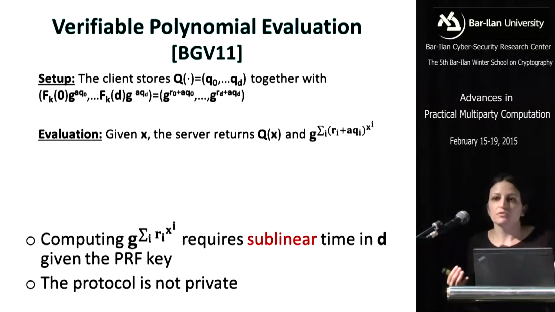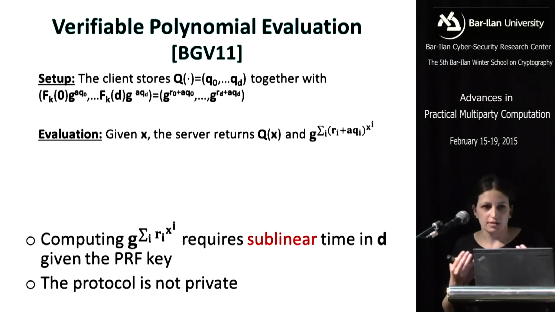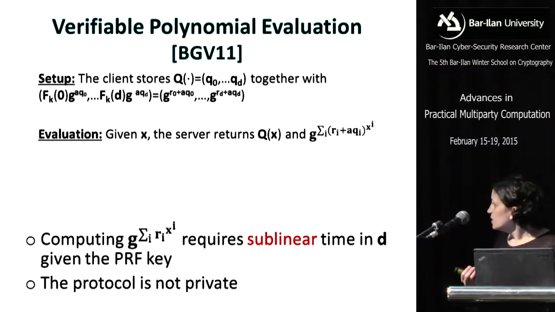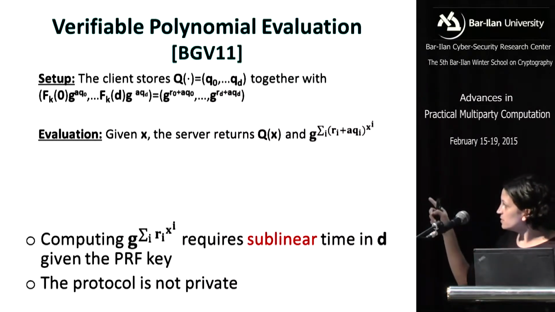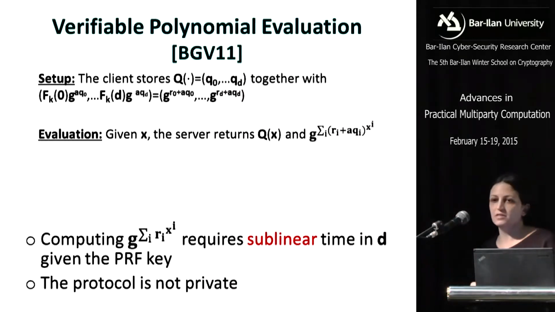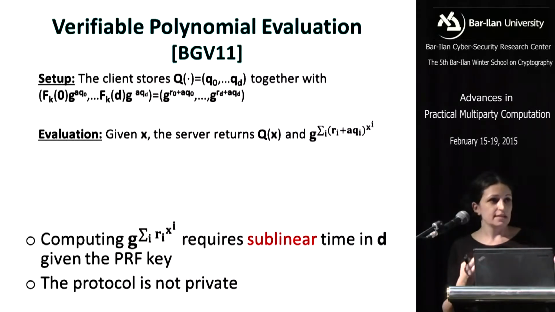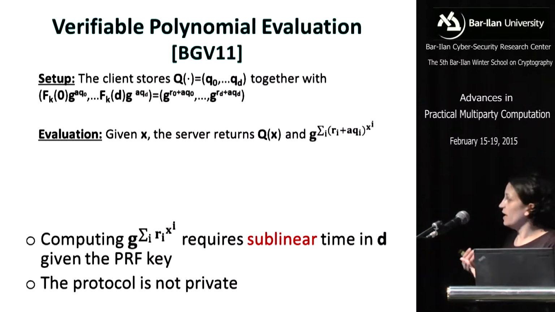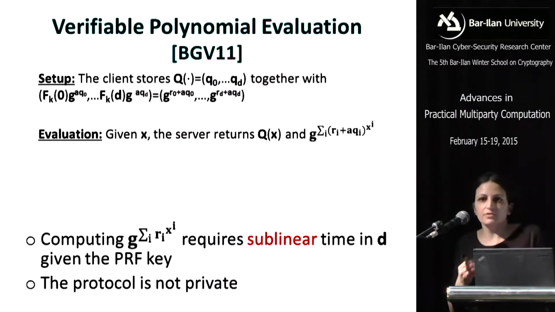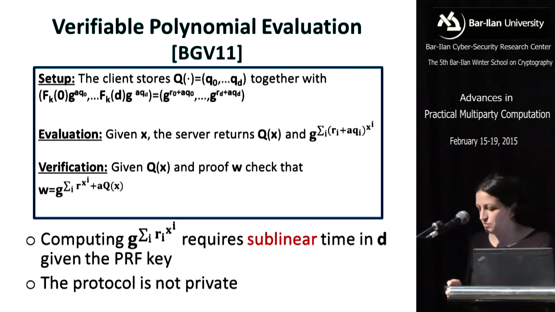But now, of course, we don't trust this server, so we want to verify this computation. So in addition to computing q of x, think of these elements, the additional elements that the client sent before in the setup phase. The server evaluates in the exponent this set of elements, okay? That's what it does. So that stands for some sort of proof. It will be some sort of proof that the client uses to verify the computation.